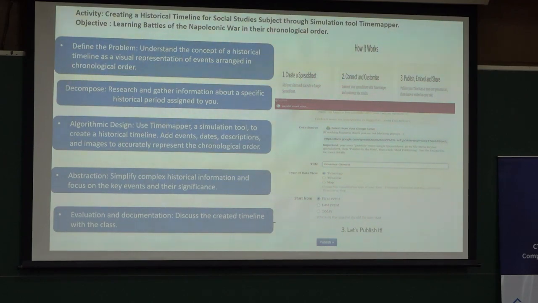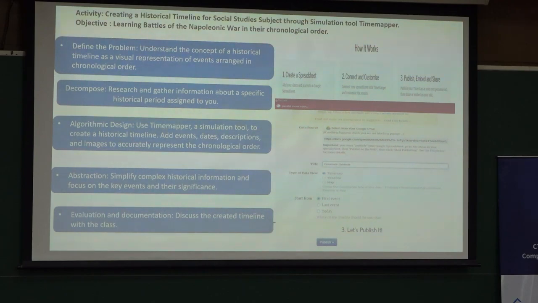This is another simulation tool called TimeMapper, which we use for social studies. This creates a historic timeline. For example, here we have taken a Napoleonic War period. So in this Napoleonic War period, students have decomposed. In this TimeMapper, we'll get a template of Google Sheet where the year, event, description will already be there. So students have to decompose the entire Napoleonic War period. For example, 1800, which battle took place? What is the description? So they will decompose each year, what the corresponding event is and what are the key points in that particular event. They will be noting it down. And then they just have to publish to web and upload it to that particular site.